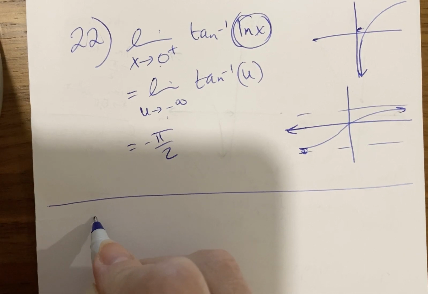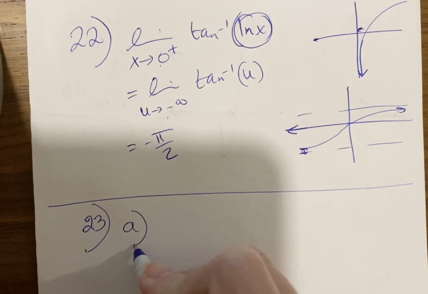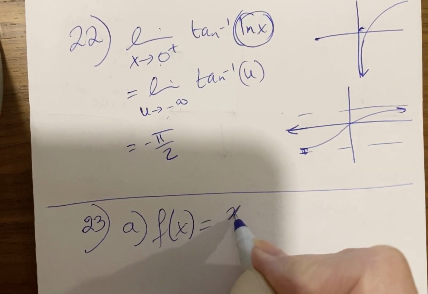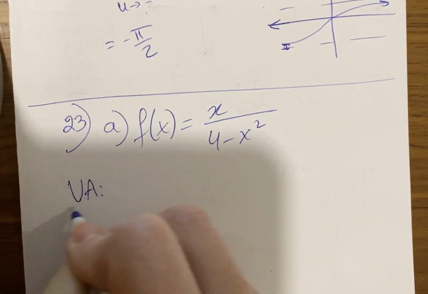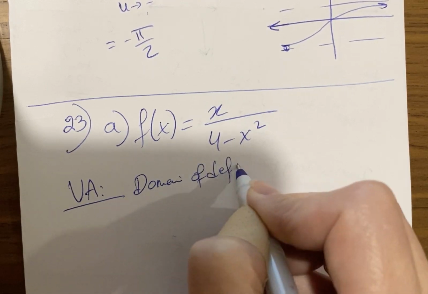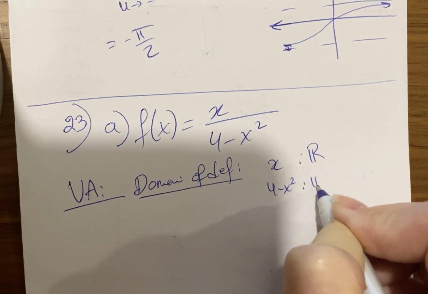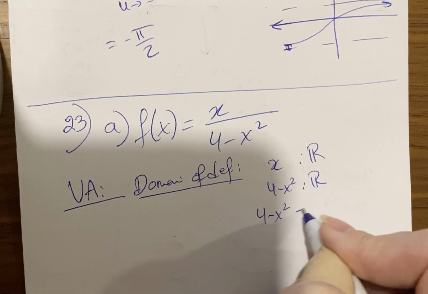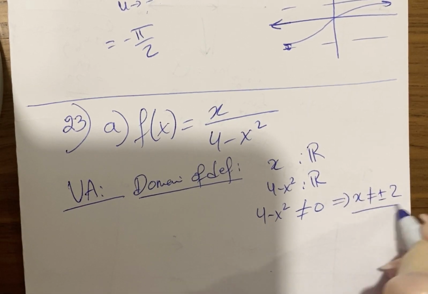Another example you're responsible for is finding vertical asymptotes and horizontal asymptotes. How do we find vertical asymptotes and horizontal asymptotes? Let's look at this. f of x equals x over 4 minus x squared. To find vertical asymptote, we need to find the domain of definition, just like before. x is defined everywhere. 4 minus x squared is defined everywhere. But 4 minus x squared, because it is in the denominator, cannot be 0. So x cannot be plus or minus 2.